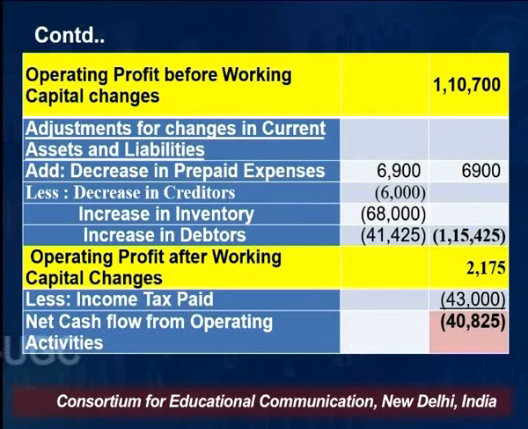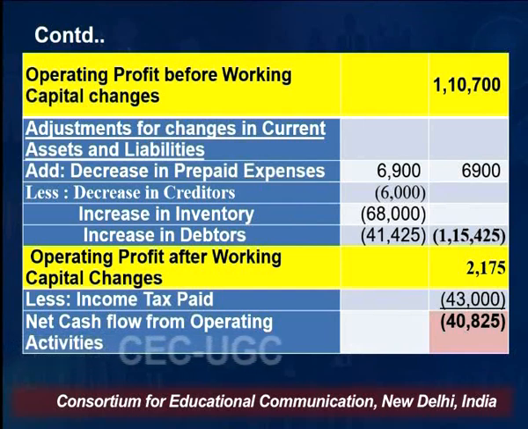So what we do, we have added here the decrease in prepaid expenses. Why is the decrease in prepaid expenses added? Because prepaid expense belongs to the current asset category, and since there is a decline in prepaid expenses, we have to add it back to the profit which we have arrived at as operating profit before working capital changes.